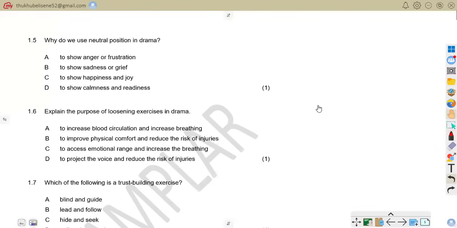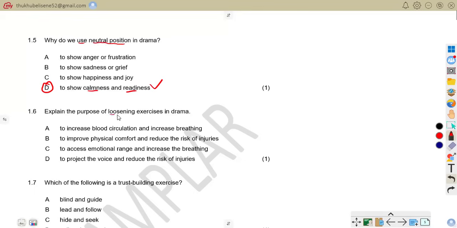Now we come to 1.5. Why do we use neutral position in drama? We are given four options. There, the correct answer is D: to show calmness as well as readiness. That is why we use a neutral position in drama.